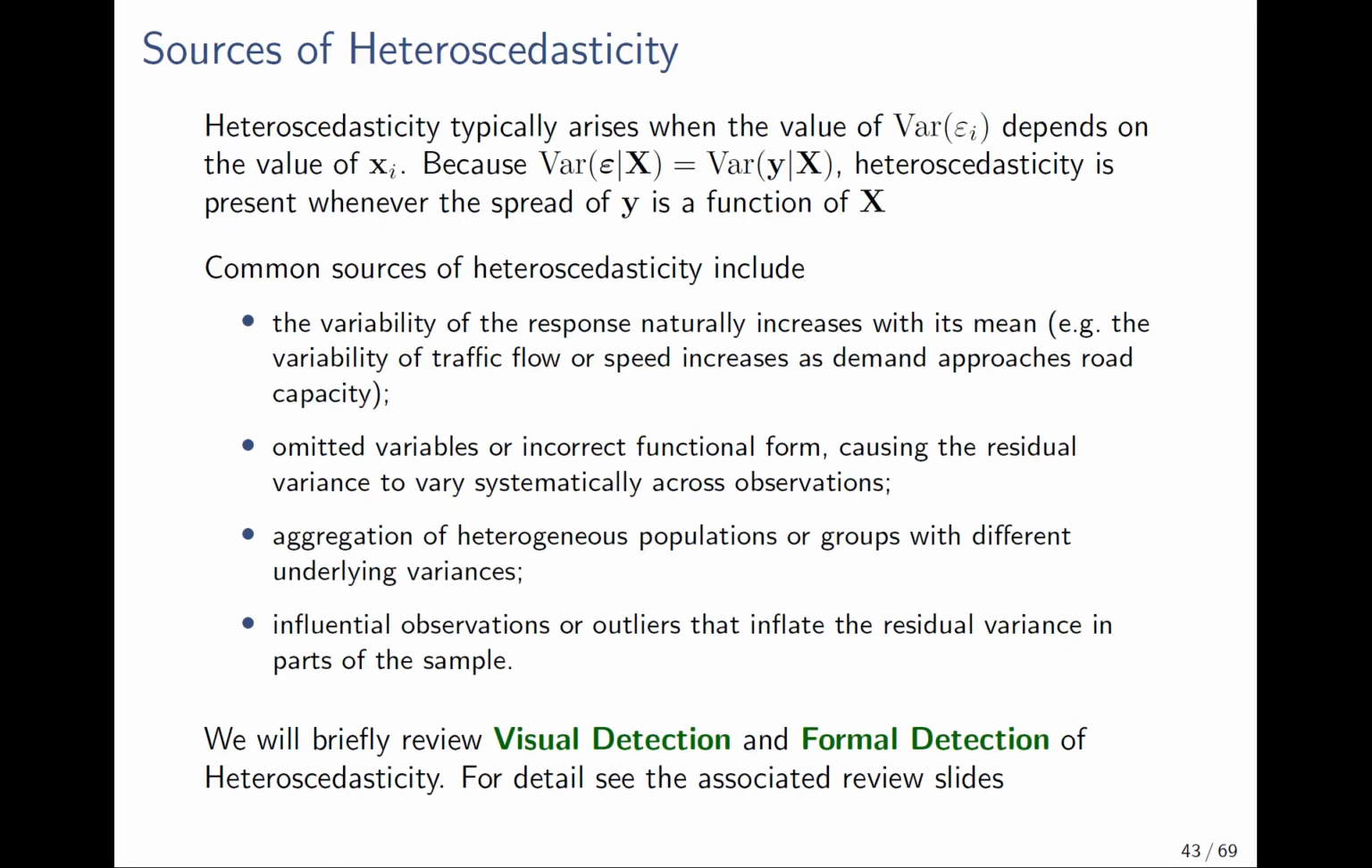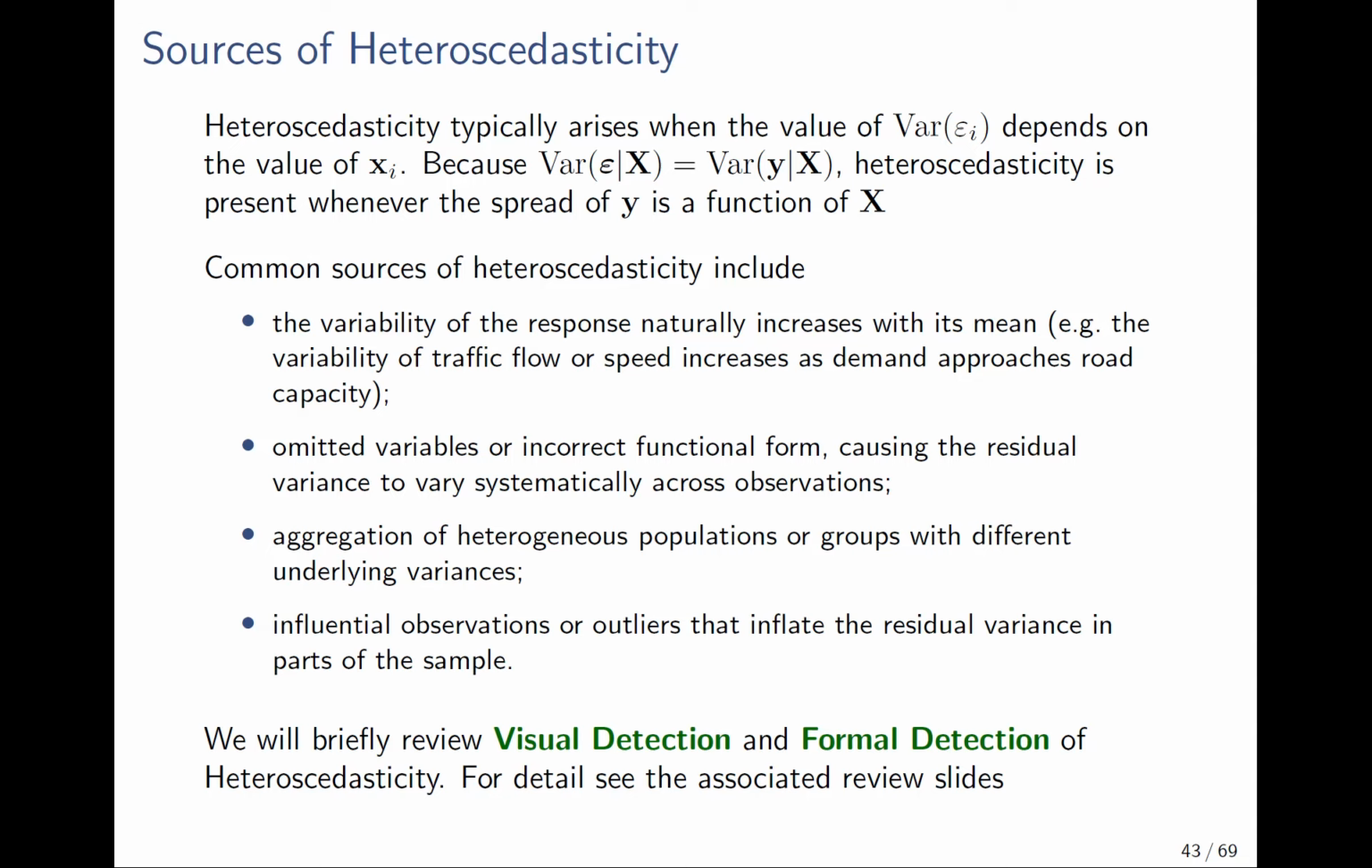Now, why should that be the case? Where does heteroscedasticity come from? Well, it typically arises when the variances of the error depend on the value of the covariates. And because the variance of the errors given x equals the variance of the response given x, heteroscedasticity is present whenever the spread of y is a function of x.